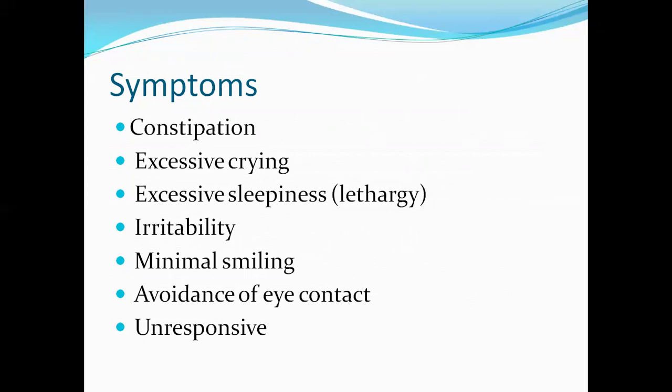Minimal smile. Means the baby is good, having a very good cry, but social interaction is quite less. Avoidance of eye contact and unresponsive. Now these things, lethargy, minimal smiling, unresponsiveness, may lead to a vicious cycle. He is already eating less, but when these symptoms develop, he is more prone to eat less again, and that will lead to a vicious cycle of malnutrition.